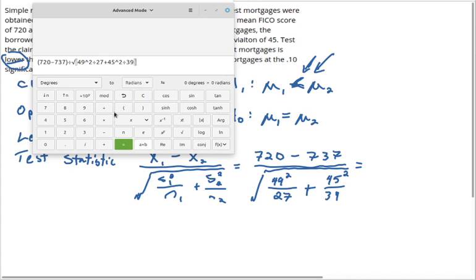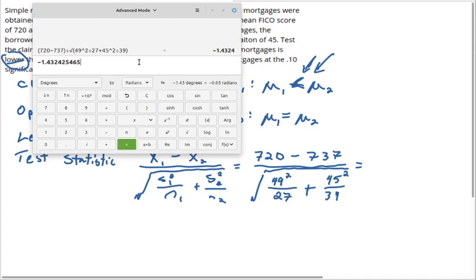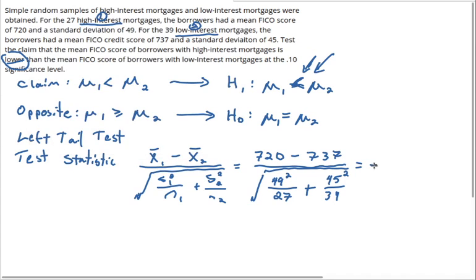And you could use more parentheses just to be sure, but order of operations should hold, so that the squaring is done before dividing, which is what you'd have in this fraction. Exponents come before division. Okay, so that gets us a test statistic of about negative 1.432.